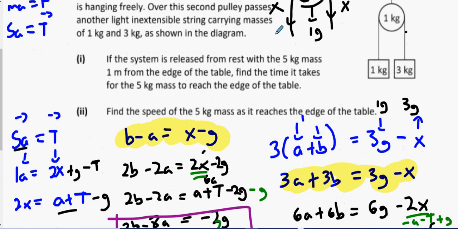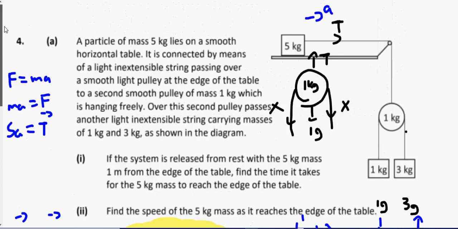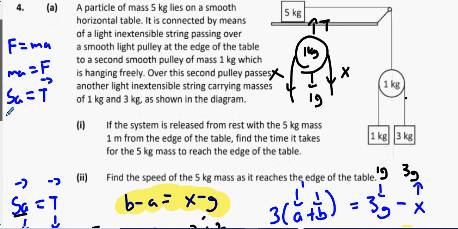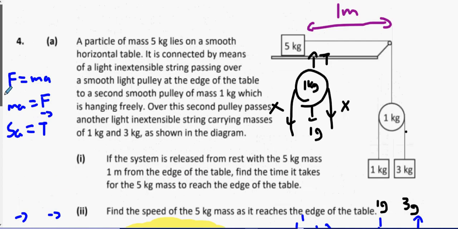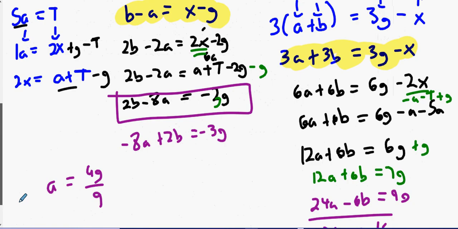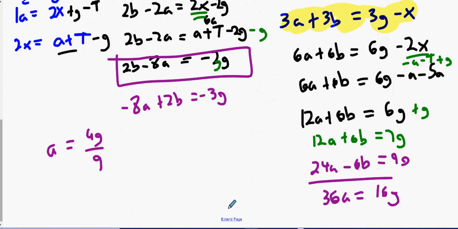Okay. Now, the system's distance from S5 is 1 meter from the edge of the table. So this guy is 1 meter from the edge of the table. Absolute hooray for this question. Once again, this guy is insane. Find the time it takes for the 5 kilogram mass to reach the edge of the table. Well, that's not so bad. I know the acceleration. So we're going to UVAST this bad boy.